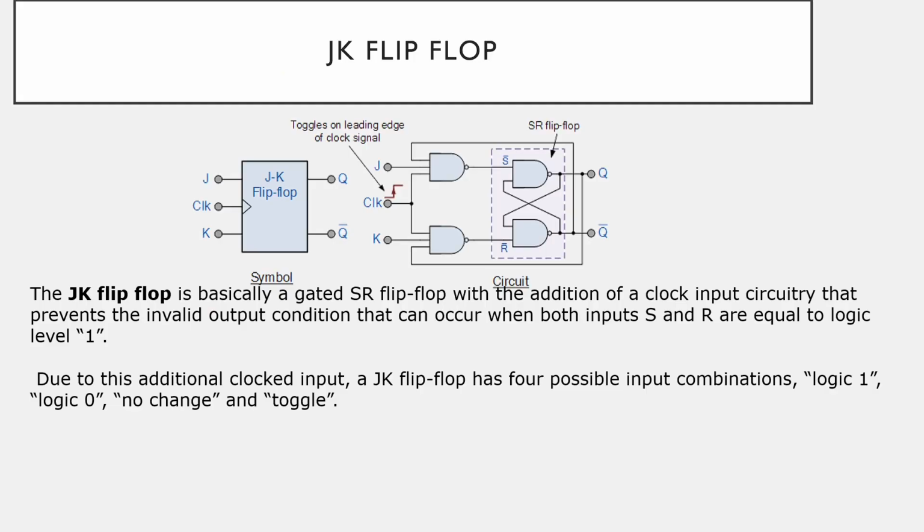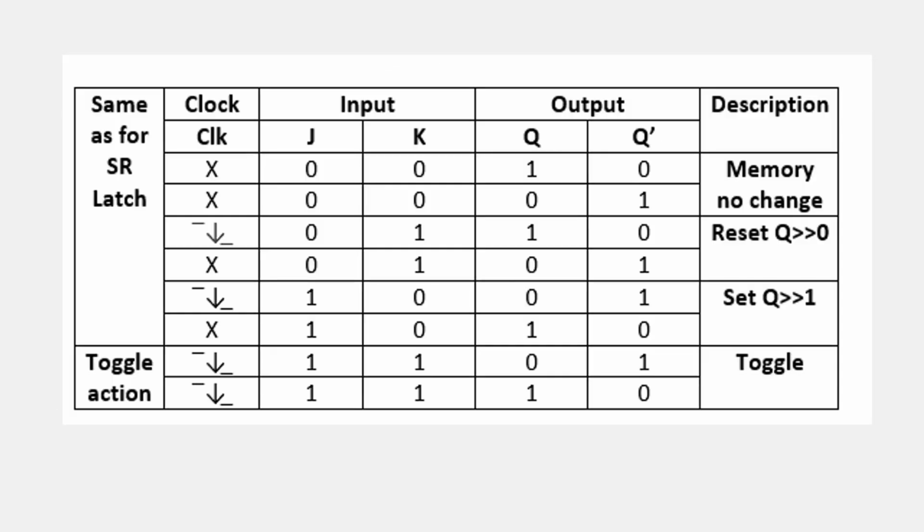JK flip-flop. The JK flip-flop is basically a gated SR flip-flop with the addition of a clock input circuitry that prevents the invalid output condition that can occur when both inputs S and R are equal to logic level 1. Due to this additional clock input, a JK flip-flop has 4 possible input combinations: logic 1, logic 0, no change, and toggle. This is a truth table for the JK flip-flop.